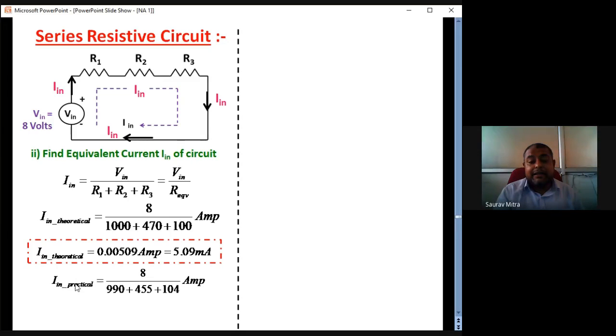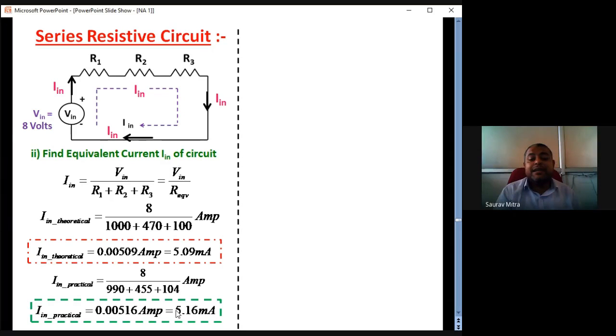Now practically, I told you the resistors 1000 ohm, let's suppose is showing 990, 470 is showing 455, and 100 is showing 104. These are with tolerance, just assumed values I have taken. This may be different, so do not get confused. Practical values are different from the theoretical values, and with the practical values you will be getting, suppose, 5.16 milliampere. So whatever current is shown, with this you have to do the calculation.